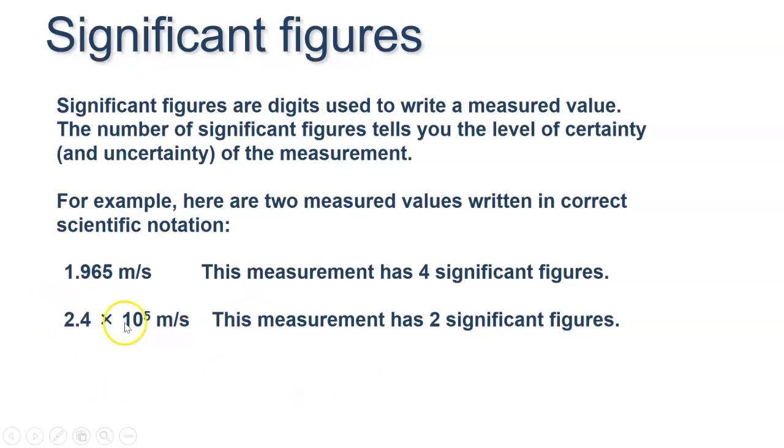Versus this measurement, we ignore the exponent part of this, and we see 2.4. This one only has 2 non-zero numbers, so this one only has 2 significant figures. Notice that because of this decimal point, we know that this is going to be the more precise measurement.